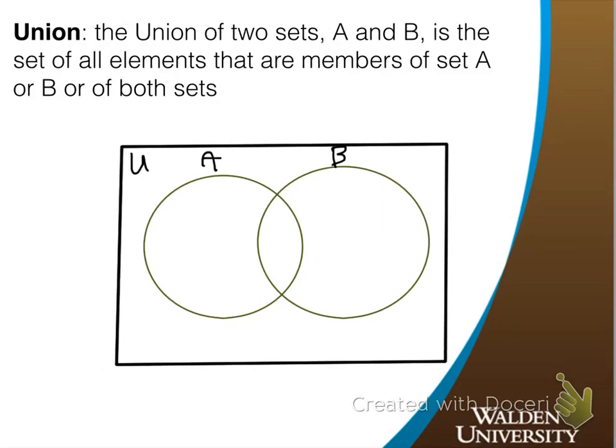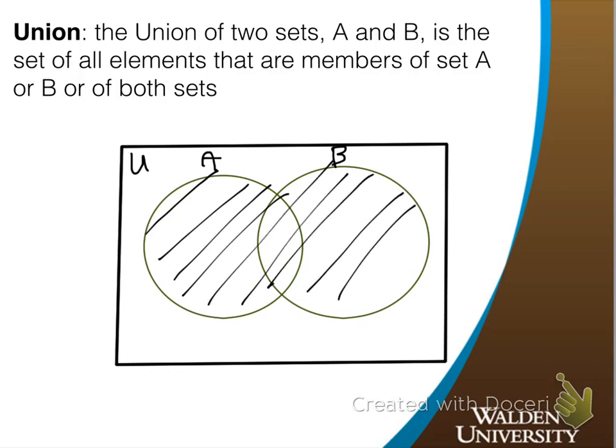Now the union of two sets, A and B, is the set of all elements that are members of set A or B, or of both sets. So in this case, the union of A and B includes all elements in A or B or both. So every single one of these is included in the union. And the universal set is still obviously in the background there.